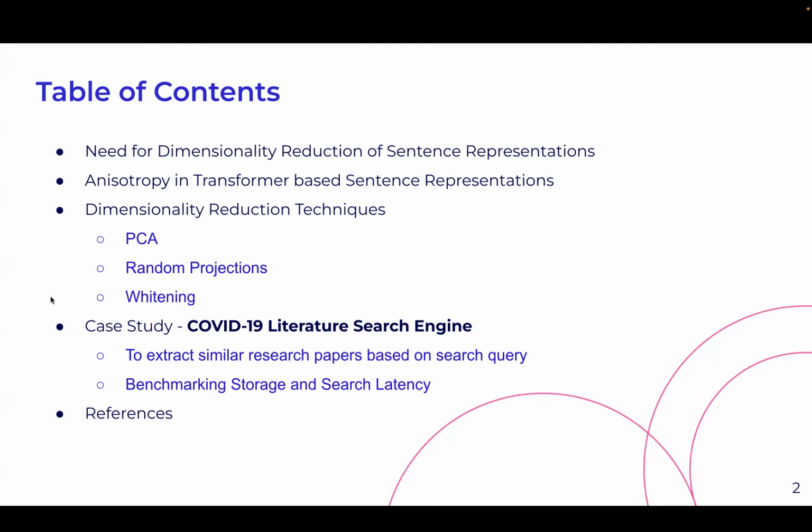And apart from that, I'll be discussing a case study, that is a COVID-19 literature search engine. This is an open source Kaggle based dataset, which has almost more than 1 million literature papers related to COVID-19. So using the data from the open source, I have built this search engine by using whitening transformation, and I'll be showing the demo later and the results obtained during this case study.